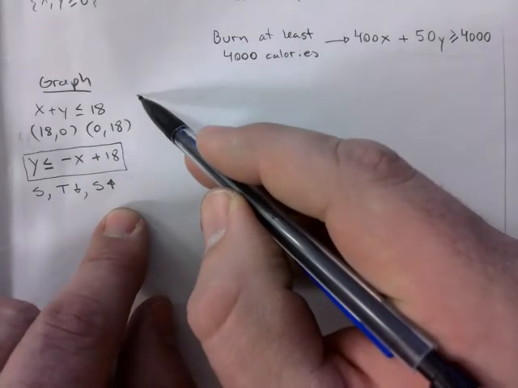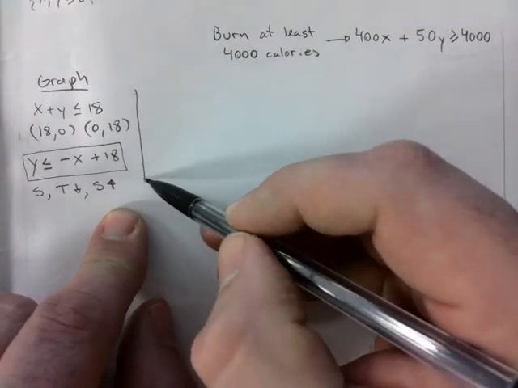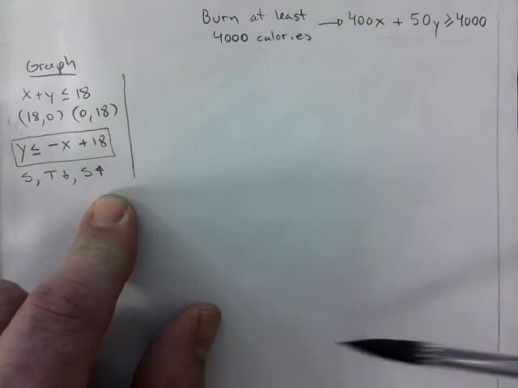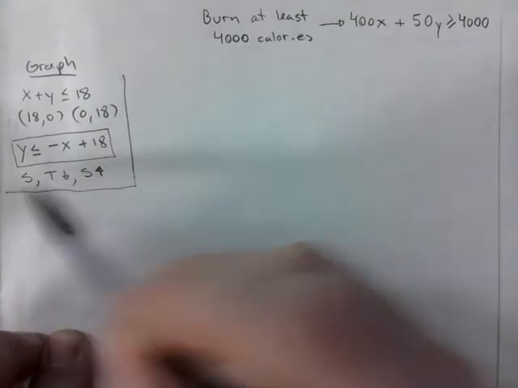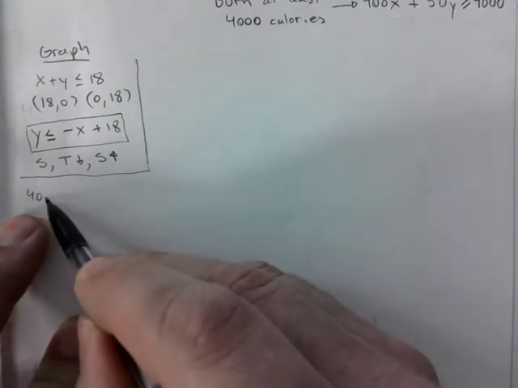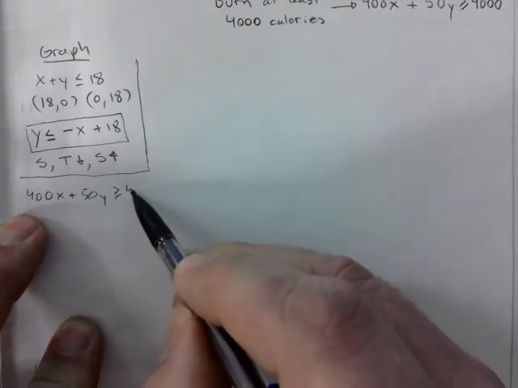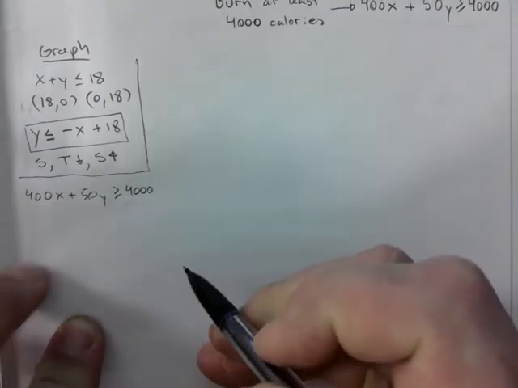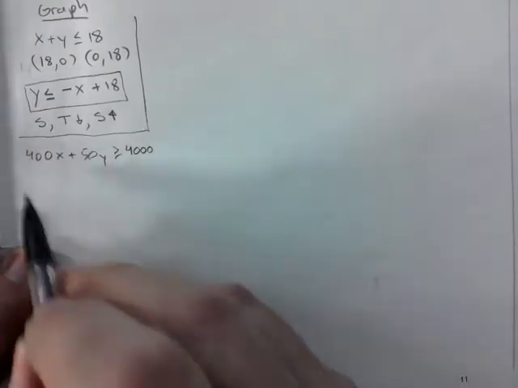Next, right beside it, I'm going to work with, you know what? I want to keep this section for the graph. So I'm going to do this underneath, okay? I'm going to write down the other one underneath, 400x plus 50y. So let's go ahead and find this.